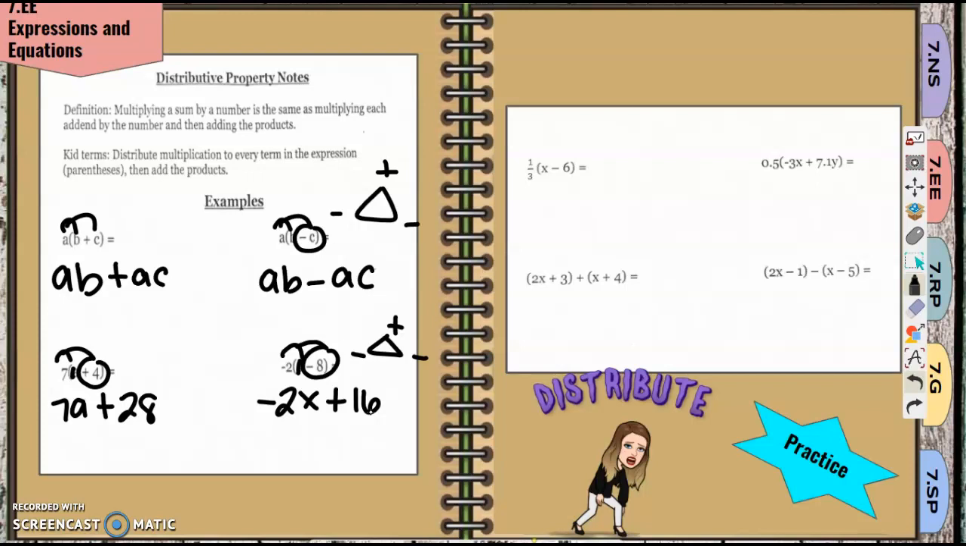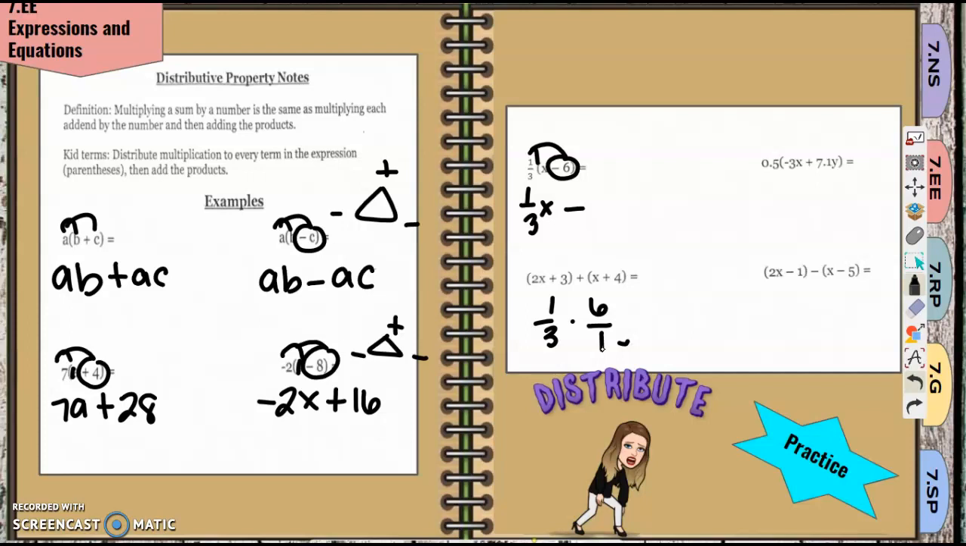You take this idea and do the exact same thing with fractions and decimals. You just have to make sure to follow your fraction and your decimal rules. So 1/3 times x is 1/3 x. 1/3 times the negative 6, a positive times a negative is a negative. And 1/3 times 6, put 6 over 1.